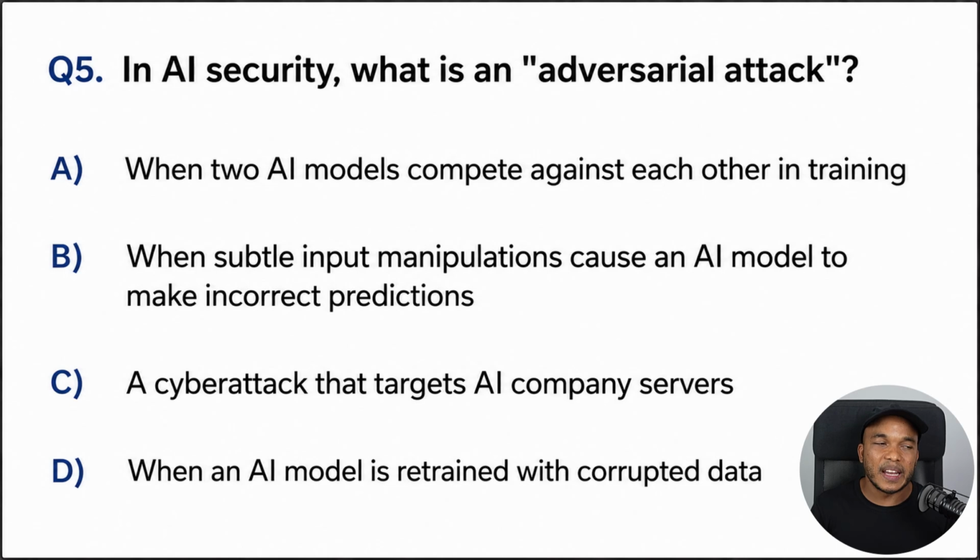Question number 5, in AI security, what is an adversarial attack? Is it option A, when 2 AI models compete against each other in training, or B, when subtle input manipulations cause an AI model to make incorrect predictions, or C, a cyber attack that targets AI company servers, or D, when an AI model is retrained with corrupted data. Your timer begins now.